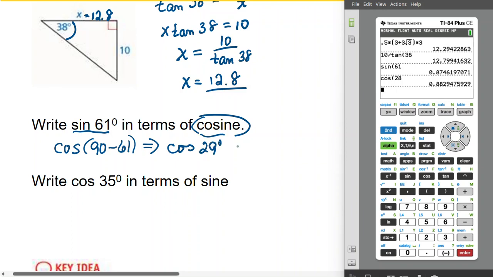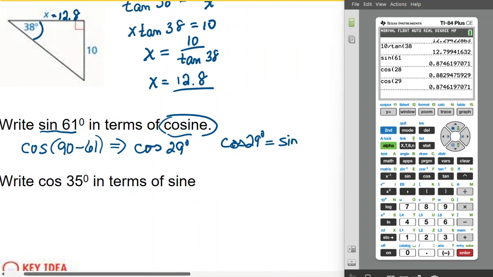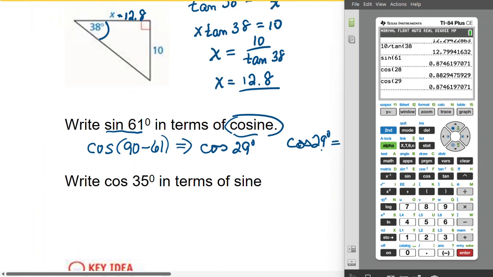I apologize. It should be cosine of 29. I'm going, what? And there it is. They're identical. So, cosine of 29 is equal to the sine of 61. And 61 plus 29 is 90 degrees.